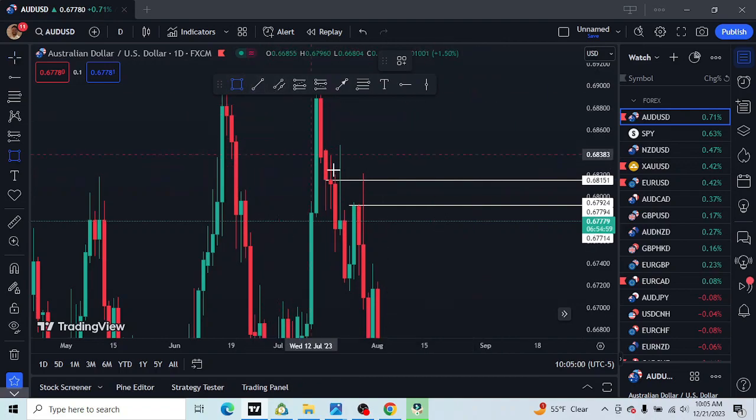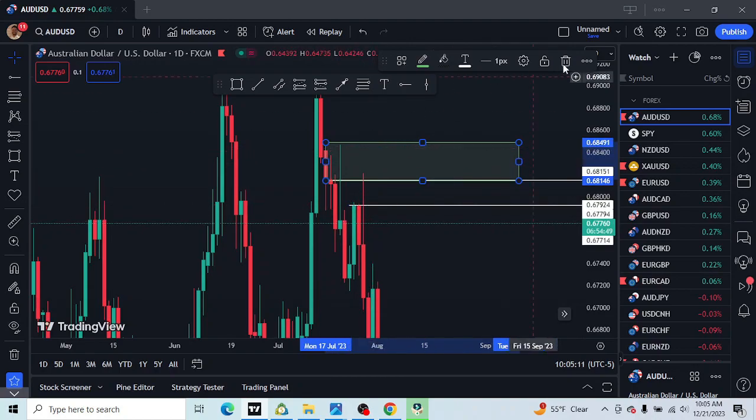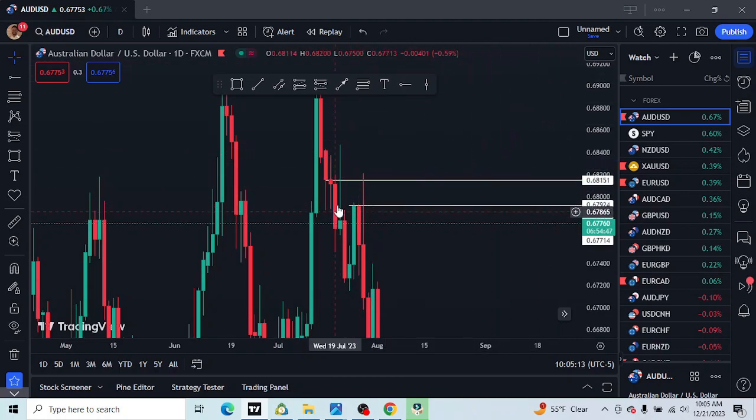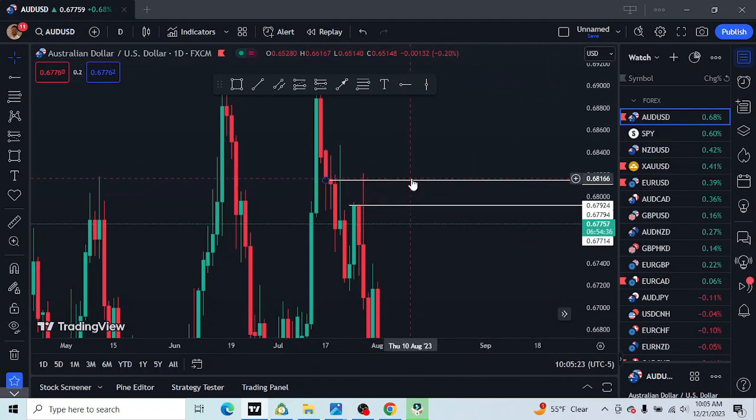I'm anticipating that this is where the sellers will step in, right? Because we have selling, selling, selling. Every time it comes in here, it sells. So where are the last gaps? The last gaps are these candles and this candle. Okay, so my gap target is going to be here and here.